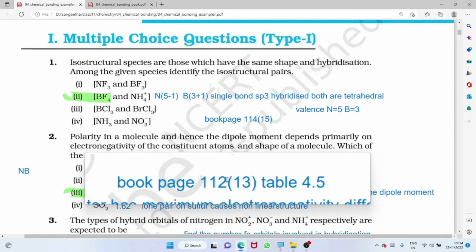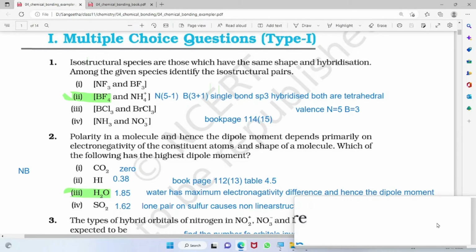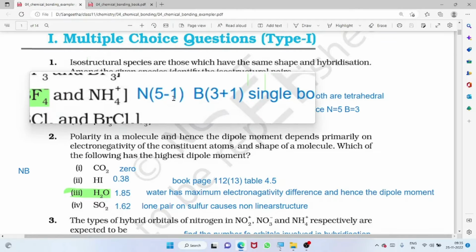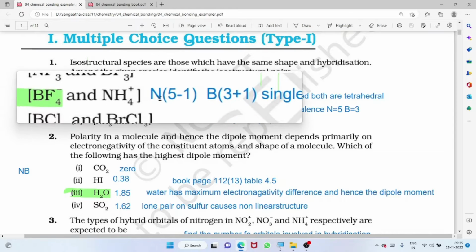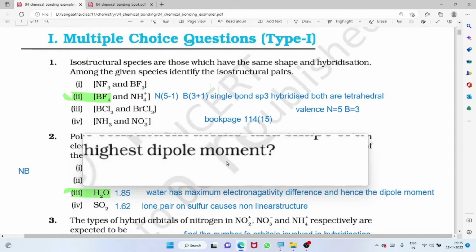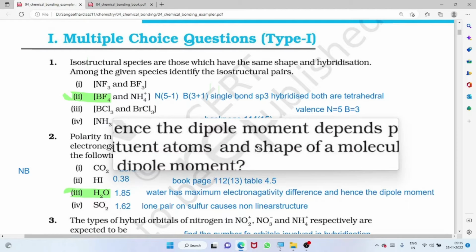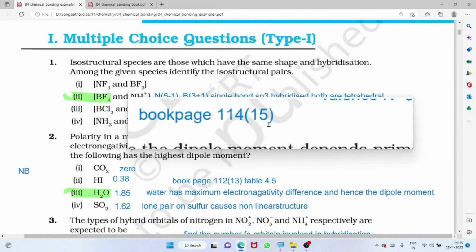First question: isostructural species are those having the same shape and hybridization. Among the given species, identify the isostructural pairs. Boron has valence electrons 3, nitrogen 5. But for boron there is a minus sign, so you have to add one more electron. Where there is a plus sign, you have to subtract one electron. So there are four electrons on both the atoms. Fluorine and hydrogen also form a single bond. So four valence electrons, single bonds, four orbitals, one s plus 3p, sp3 hybridization.